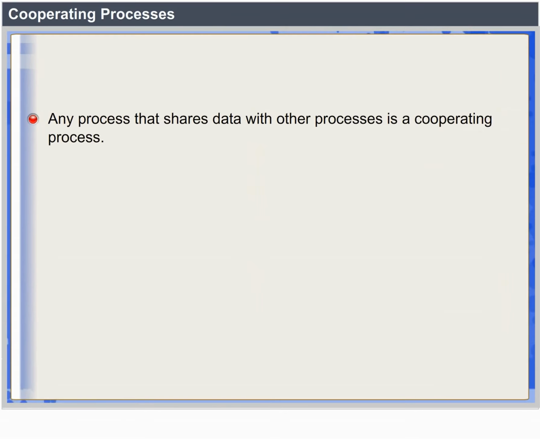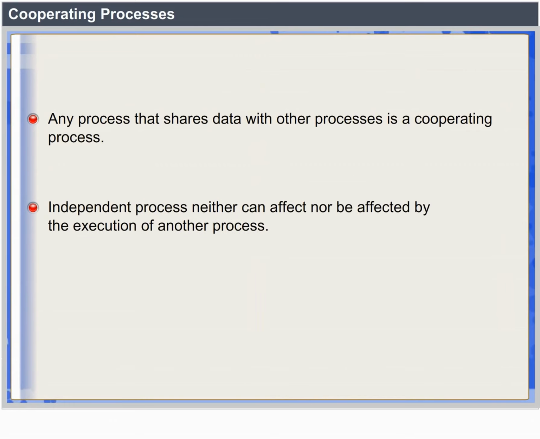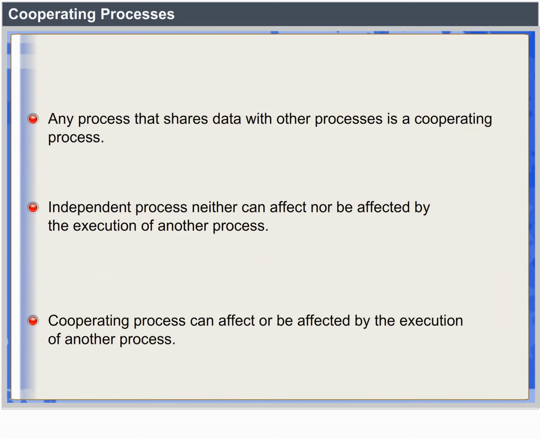Cooperating processes. Any process that shares data with other processes is a cooperating process. An independent process cannot affect or be affected by the execution of another process. A cooperating process can affect or be affected by the execution of another process.